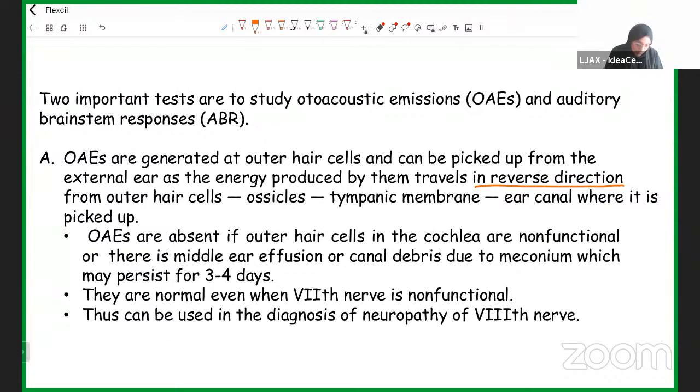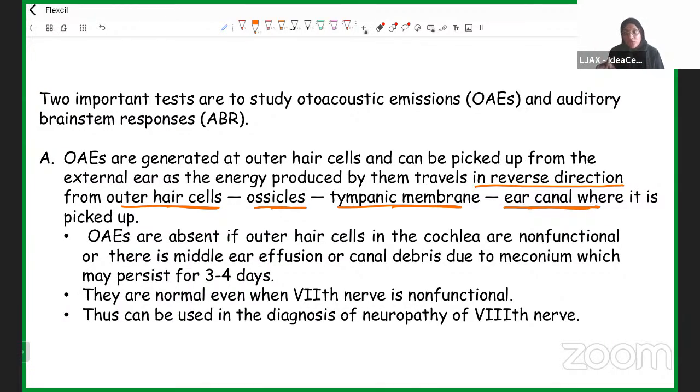From the outer hair cells to the ossicles to the tympanic membrane and then the ear canal where it is picked up. So what you do is you attach a machine to the child's ear and you produce a small sound called a click. This will stimulate the cochlea, and you can understand from the graph if he's having hearing loss or not. Now, OAEs are absent if outer hair cells in the cochlea are non-functional. So if outer hair cells are not functioning normally, they will be absent.